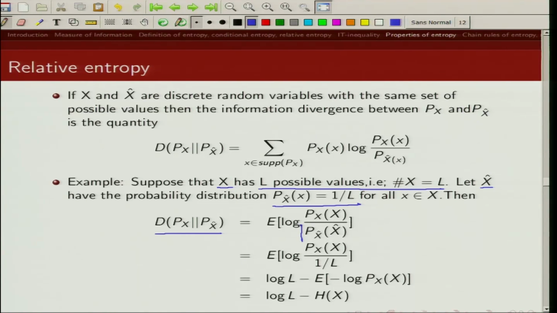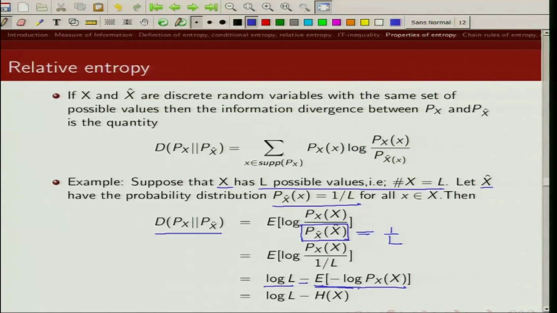Now what is p of x hat? This is uniformly distributed, so this is basically equal to 1 by L. So if we plug that in here, we get expected value of log of L times p of x. So log of L does not depend on x, so I can take it out. So log of L, and then what I am left with is expected value of log of p of x. This I can write as minus of expected value of minus of log of p of x.